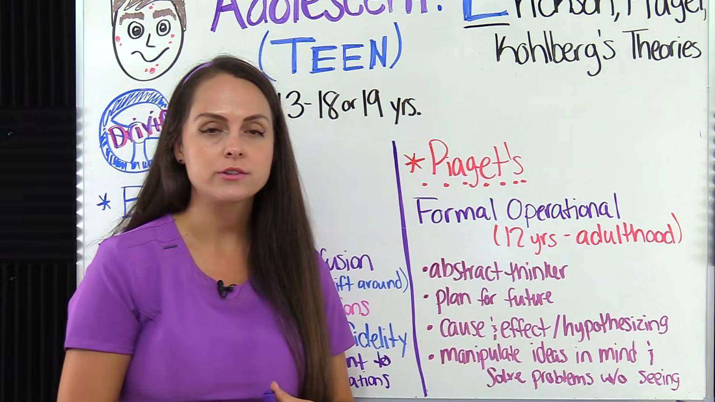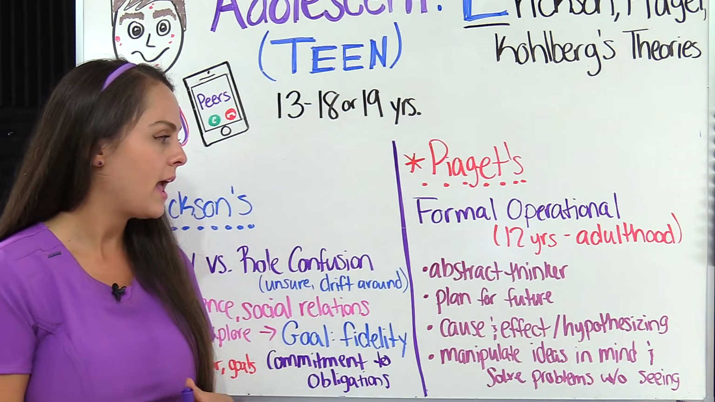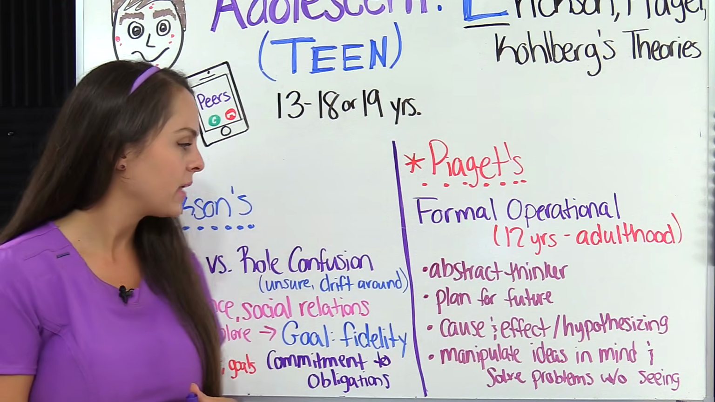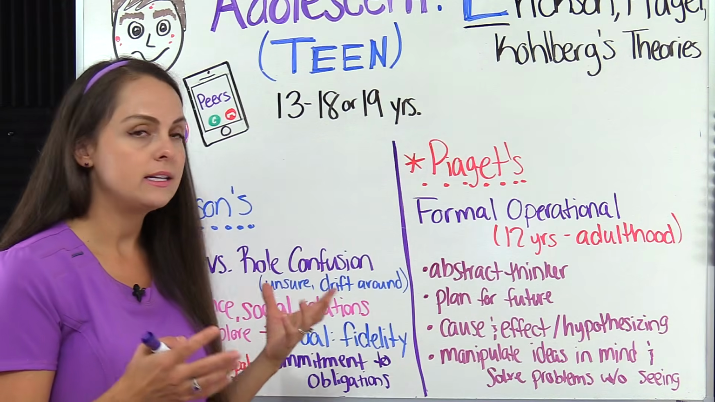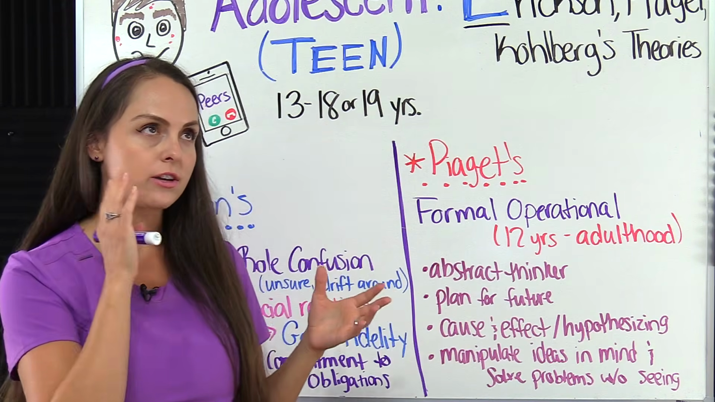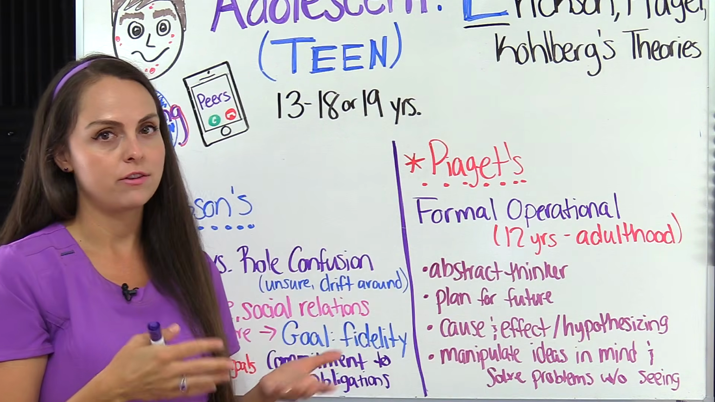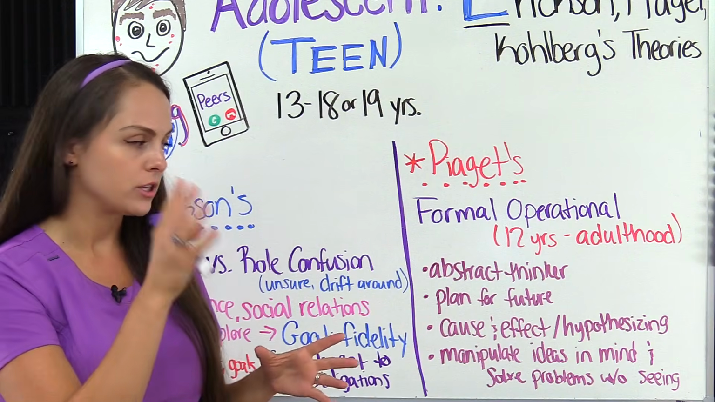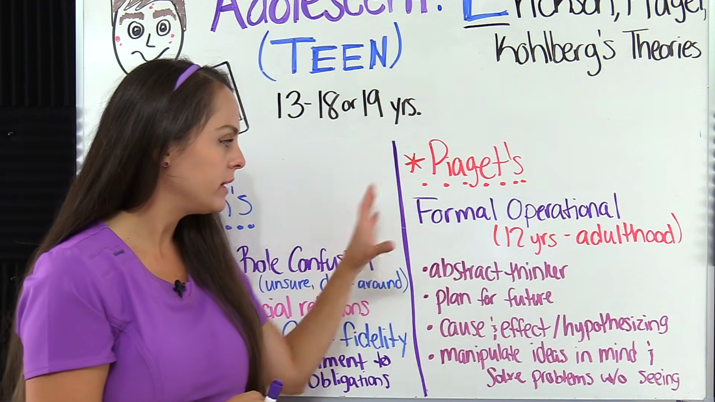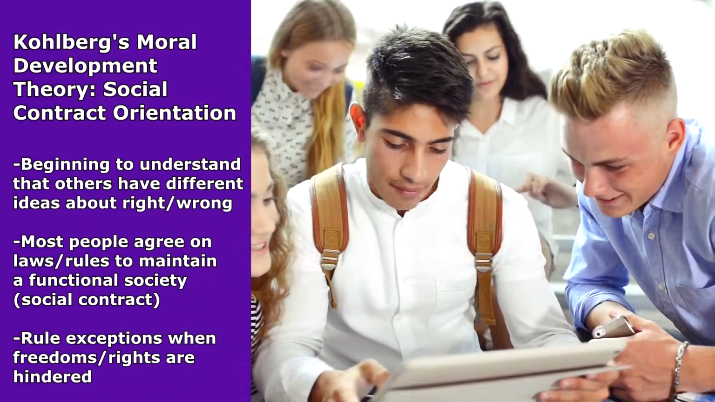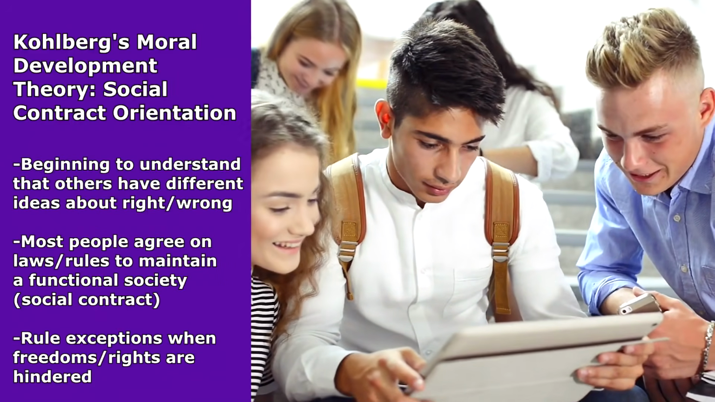They're starting to understand cause and effect, and they can hypothesize. They can manipulate ideas or situations in their mind without actually seeing it, and they can solve problems in their mind without actually having to figure it out on paper, actually see it. So they're really advancing in their thinking abilities. And then next is Kohlberg's moral development theory.